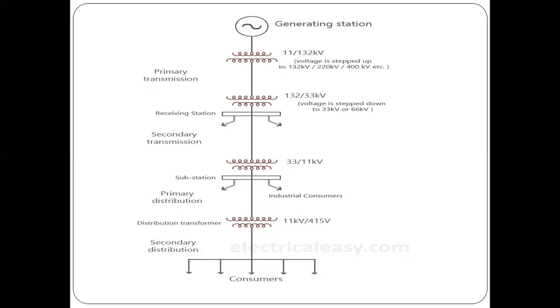After that, we step down the voltage from 33 to 11 kV. That is called the primary distribution, and that is the substation. From that point, there are the industrial consumers and various consumers. After that, 11 kV is stepped down to 400 volt three-phase connections. That is called the secondary distribution. And after that, to the various consumers, we have distributed the load. So this is the single line diagram, or representation of the power system. According to that, we can generate, transmit, and distribute the power.